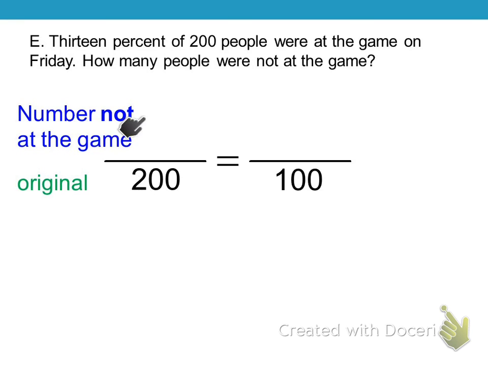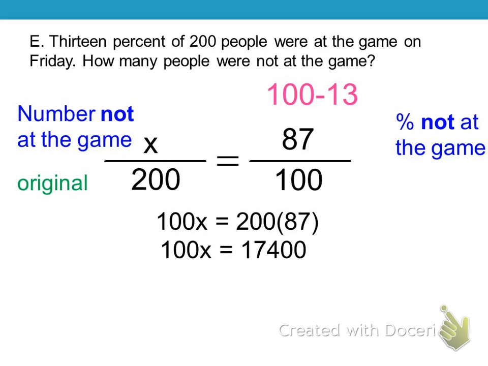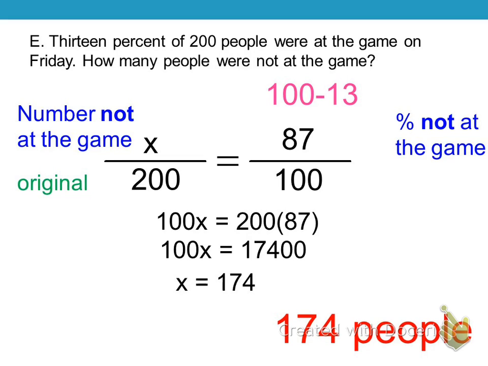Now, I am going to put up here the number not at the game. So that means over here, I need the percent not at the game. So if 13% were at the game, that means that 87 were not at the game. Does that make sense? Yes. Okay. So 100 times x equals 200 times 87. Divide by 100. There were 174 people not at the game. I gotta do that twice.